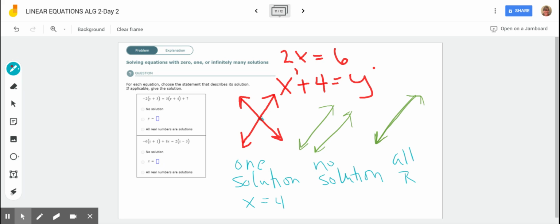Okay, no solution means you get a false statement. You get something that looks like this: 4 equals 15. Well, that's not true at all. So that means there is no solution. And all real numbers is when you get some solution like this: 4 equals 4. Well, that's true for every single occurrence. So no matter what you plug in for the variable, you will get the same 4 equals 4.